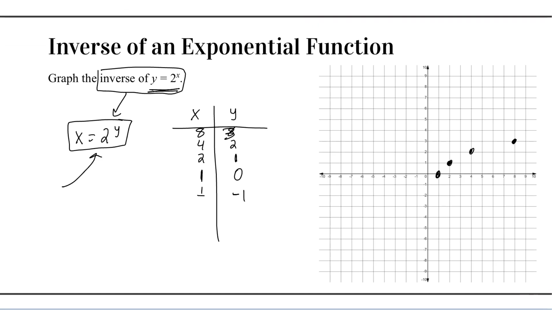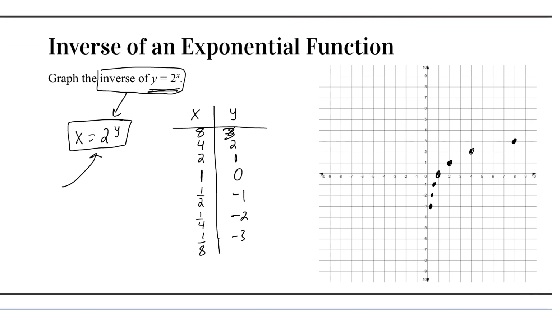Now we could also have negative exponents, of course. If we did 2 to the negative 1, that's going to give you 1/2, and if we did 2 to the negative 2, it's going to give you 1/4 for x. If you plugged in negative 3 for y, you're going to get 1/8. So when x is 1/2, y is negative 1, at 1/4 it's negative 2, and at 1/8 it's negative 3.